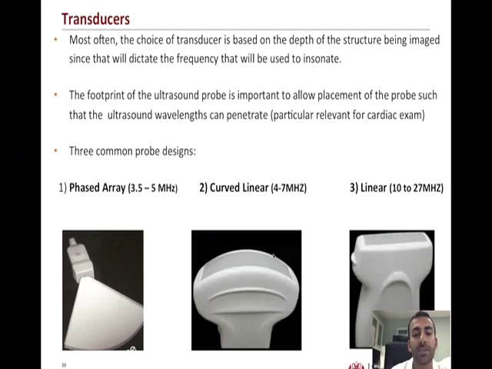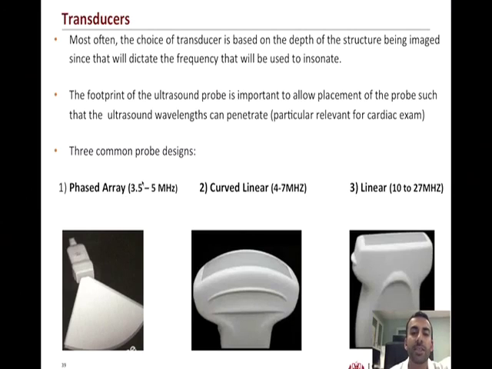Similarly, this curved linear probe is frequently the abdominal probe. You can see it has a much larger footprint, and therefore placing it over rib spaces would just innately cause a lot of loss in ultrasound wavelength simply because the footprint is so large.